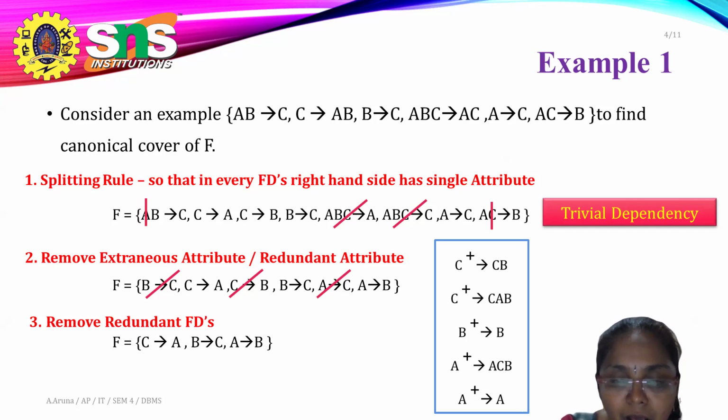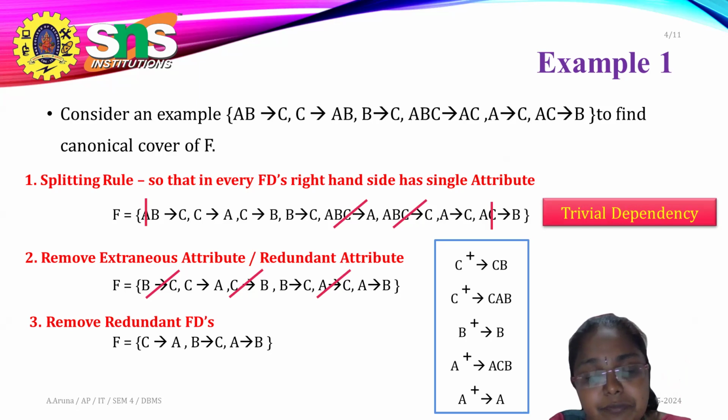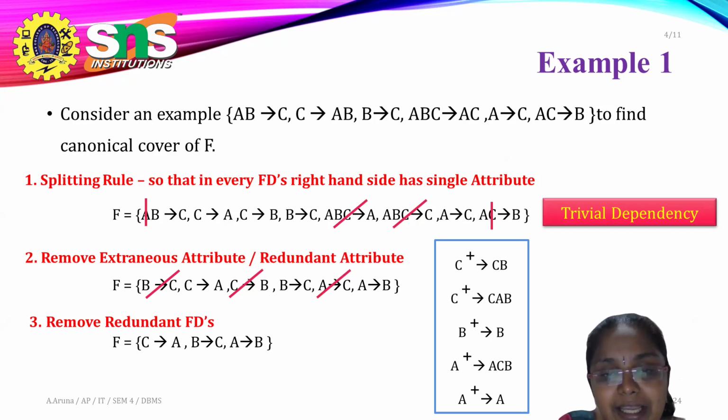In a similar way, we are going to remove the redundant functional dependencies present in the relation. After removing everything, the functional dependencies are C tends to A, B tends to C, A tends to B. This particular set of functional dependencies is called the minimal cover or canonical cover. So here we had this many functional dependencies, 1, 2, 3, 4, 5, 6, 7, which I have converted into a minimal number. Now I have converted them into 3.